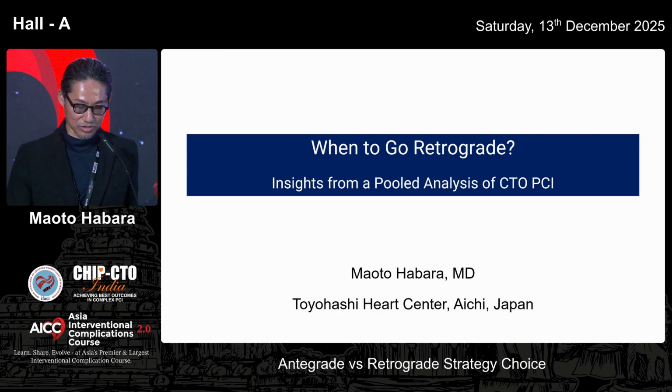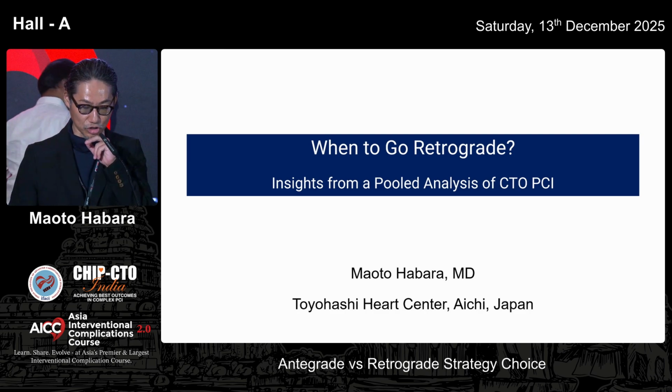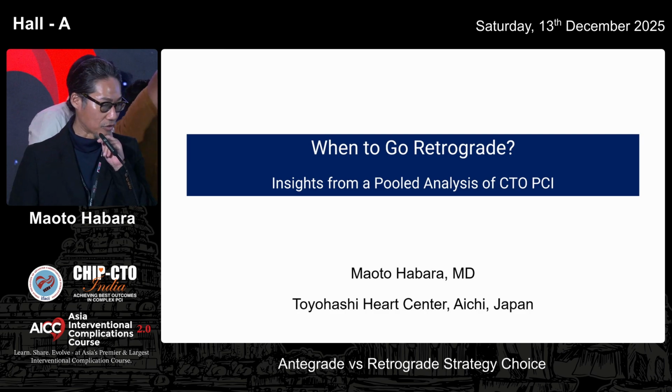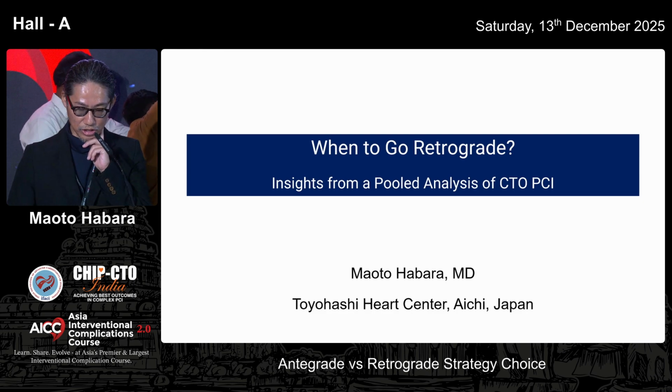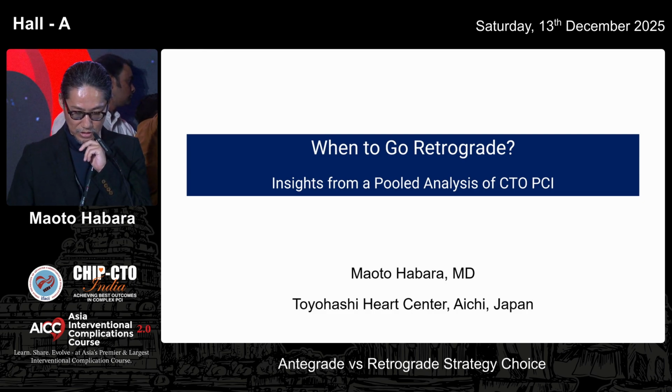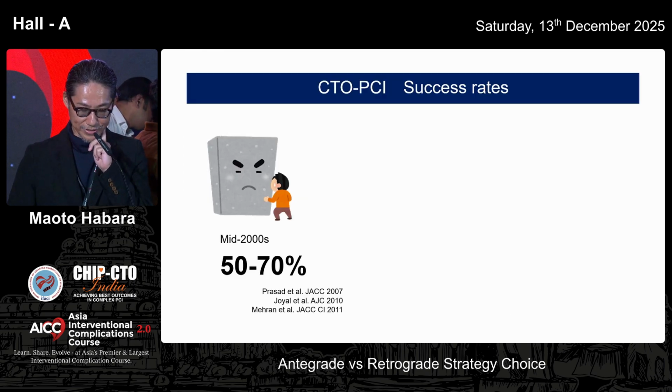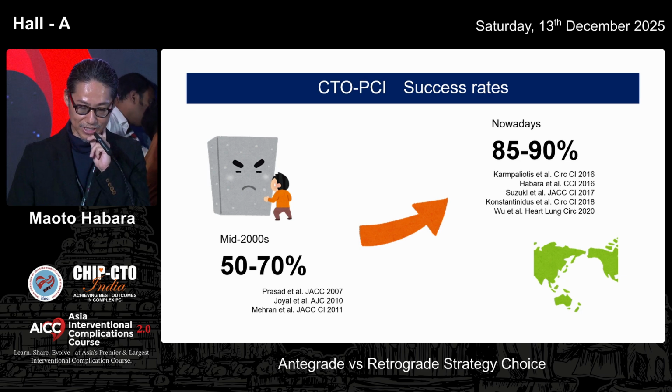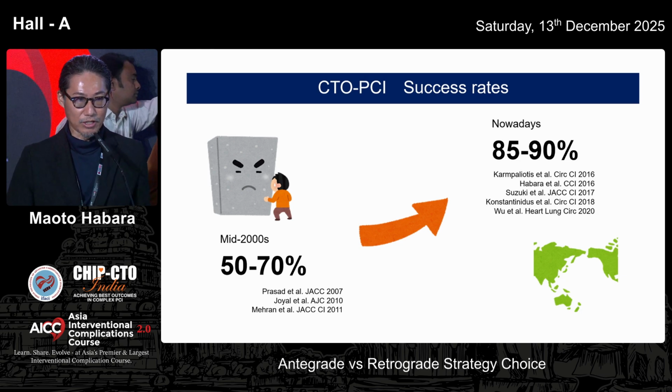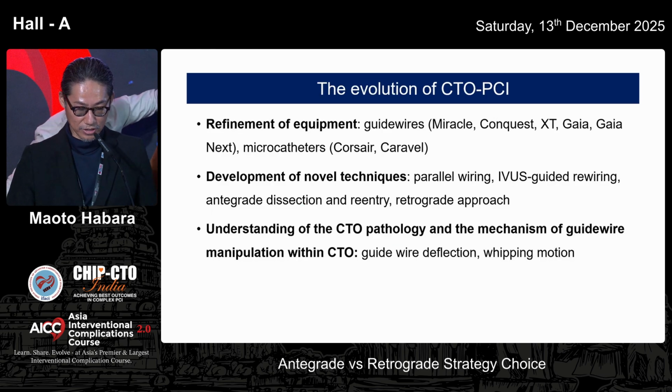So we are talking about when to go retrograde procedure. But I have only 5 minutes, so I will skip something. Okay, this is a CTO PCI. Nowadays, the success rate is increasing to about 85 to 90%.